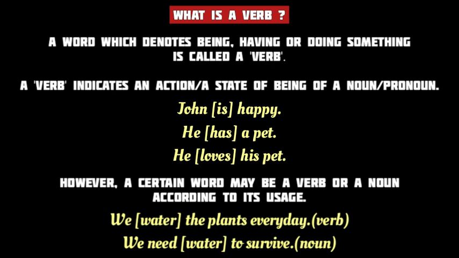However, a word that can be a verb may also be used as a noun in a sentence when it does not denote doing something but just names something. For example, in the sentence "We water the plants every day," "water" is a verb because it denotes doing something. It indicates an action here. But in the next sentence, "We need water to survive," water is the name of something. It does not denote an action here, so it's a noun in this sentence.